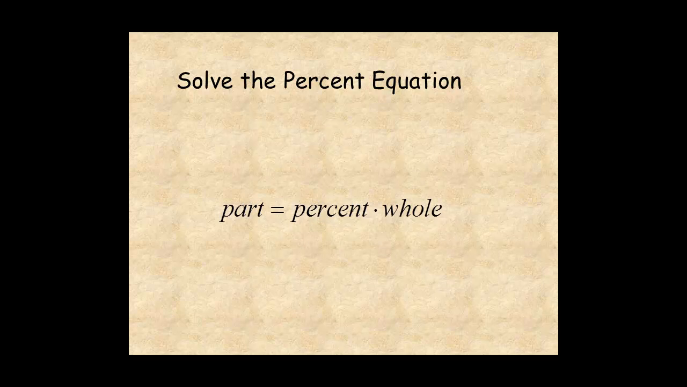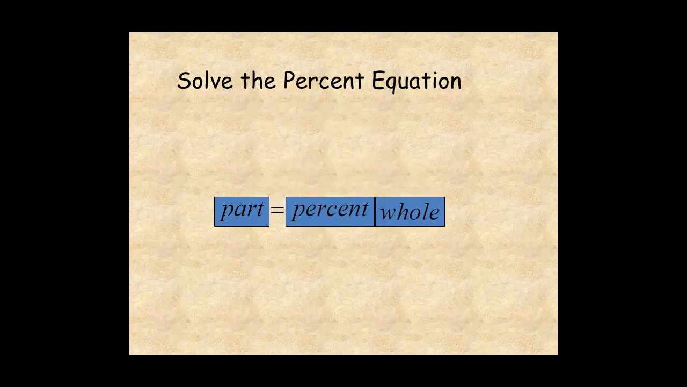The equation contains three quantities: part, percent, and whole. If you have any two of these quantities, you need to be able to find the third.